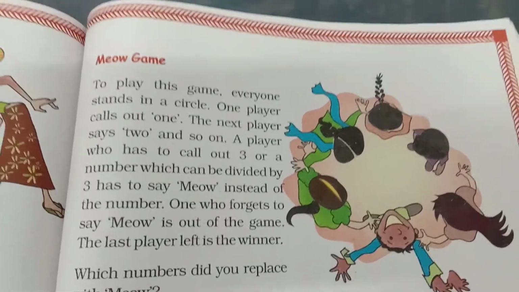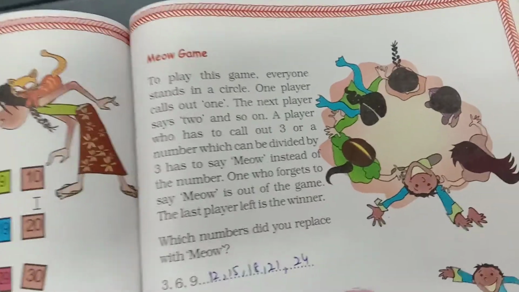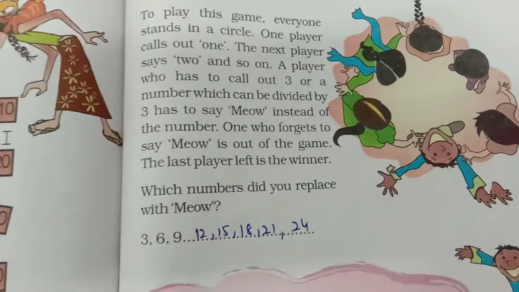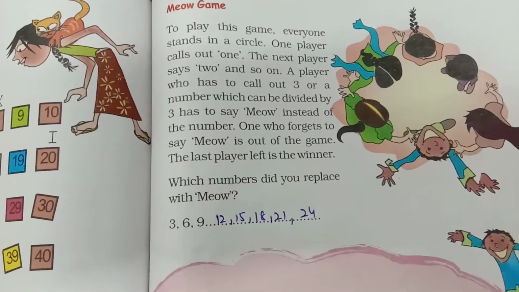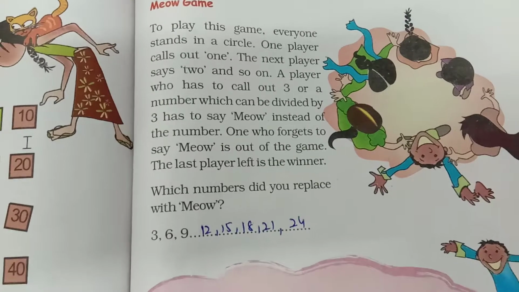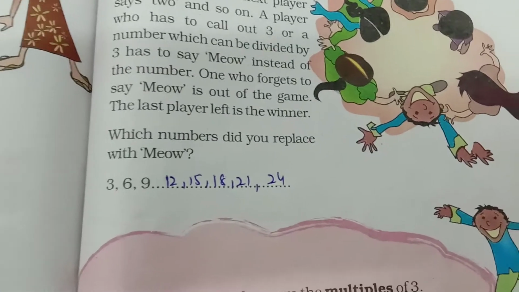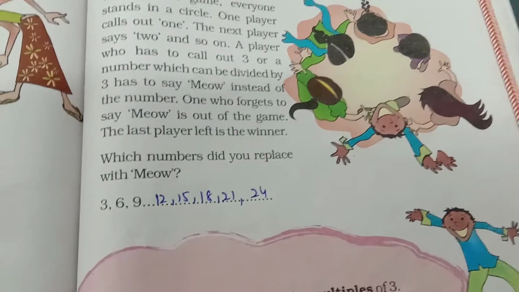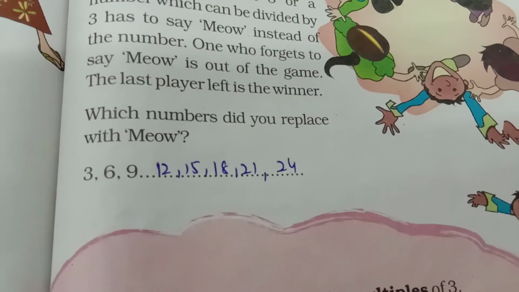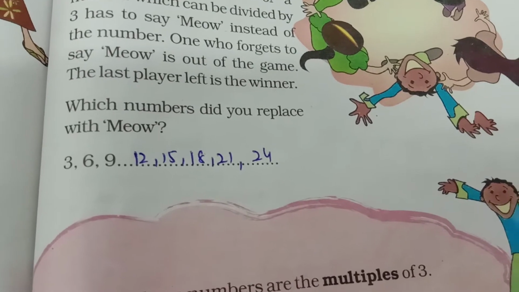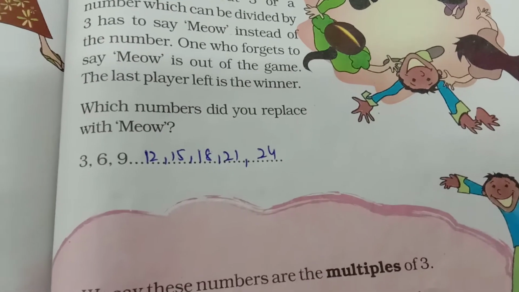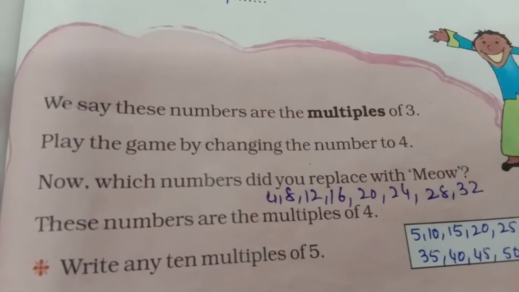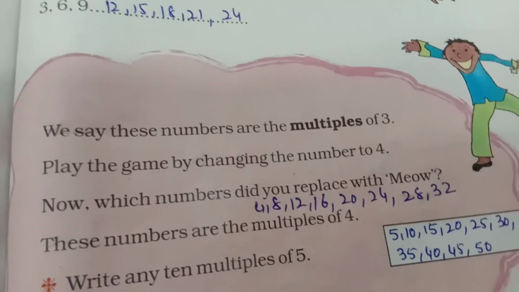So how do we play? We have to say the numbers 1, 2 and so on. Whenever we find a number 3 or a multiple of 3, we have to say meow. If you don't say meow, you are out of the game and we can continue. Now, which numbers did you replace with meow? Yes, I told the multiples of 3, that is 3, 6, 9, 12, 15, 18, 21, 24, etc. We say these numbers are the multiples of 3.